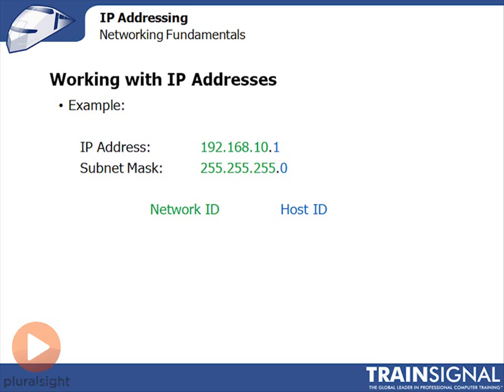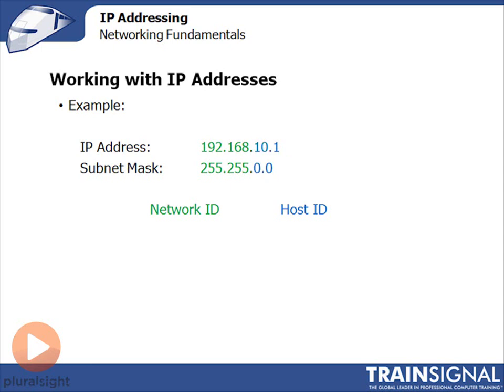That's the host ID. So every single computer on the 192.168.10 network would have to have a unique number from any other computer on that same network with just that last number. Okay, so one computer might have a 1, one might have a 2, one might have a 3, and so on and so forth. But it doesn't have to be that way.